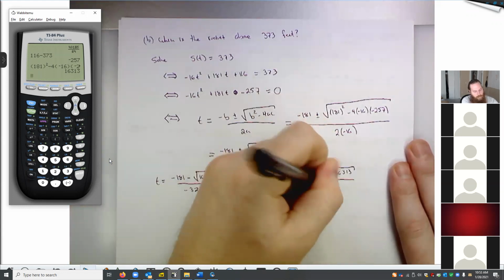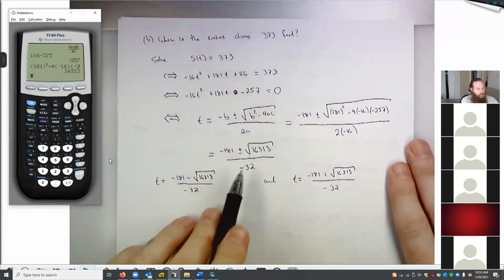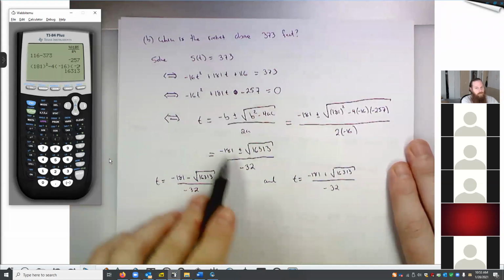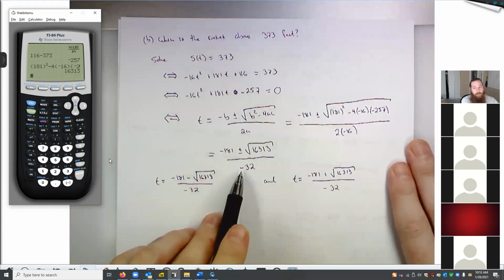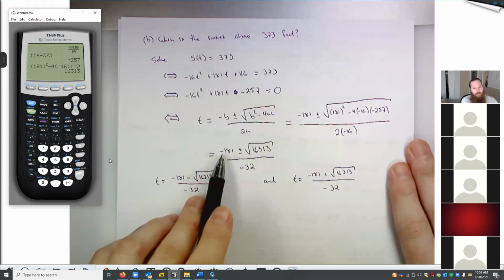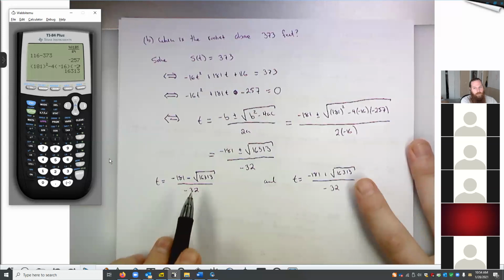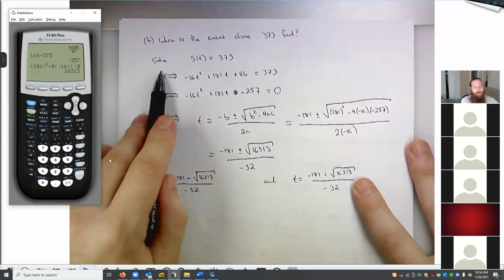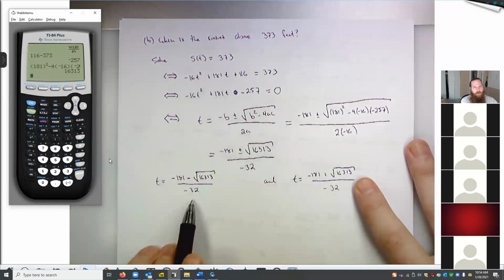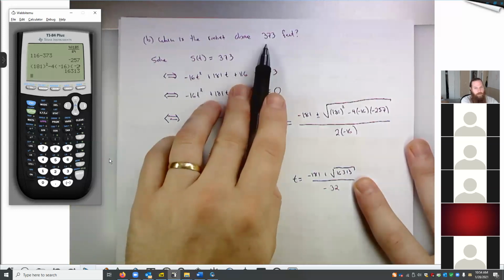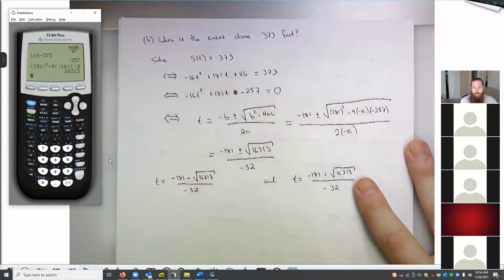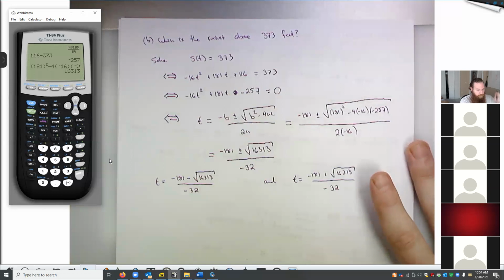all over negative 32. I want to point out that you cannot cancel these negatives. This is not a common factor. You can't factor a negative out of here because you've got a plus and minus here. So don't try to cancel negatives like that. Just handle them as they are. These will be the two times that we need to solve part B. These will be the two times when the rocket is exactly 373 feet off the ground. And we know from the graph that in between these two times, the rocket is above 373 feet.